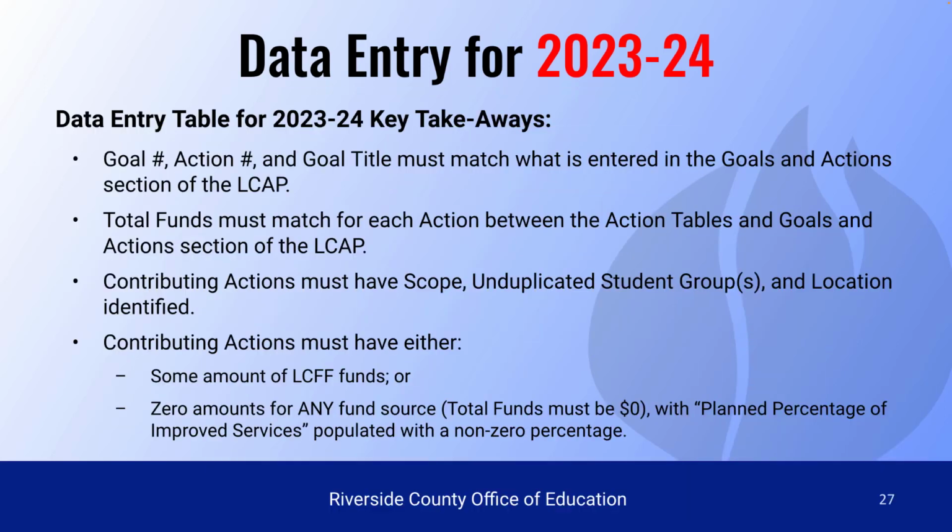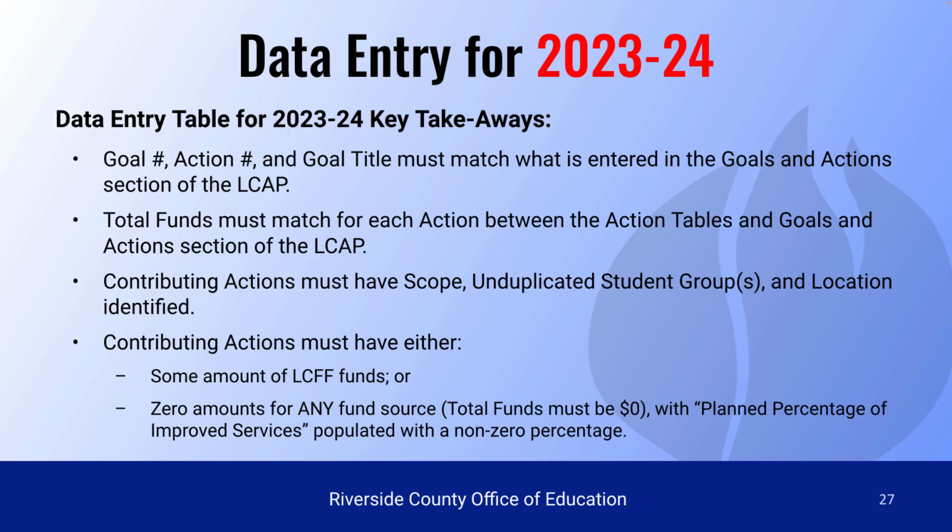So just a couple of key takeaways as you fill this out for the coming school year. Make sure your goal and action numbers and goal titles all match what is entered into the goals and actions section of the LCAP. That is one thing that is checked for compliance to make sure everything is matching up. Similarly, the total funds must match for each action based on the action tables and the goals and actions section of the LCAP. Make sure you've identified the scope, unduplicated student groups, and location for any contributing actions.